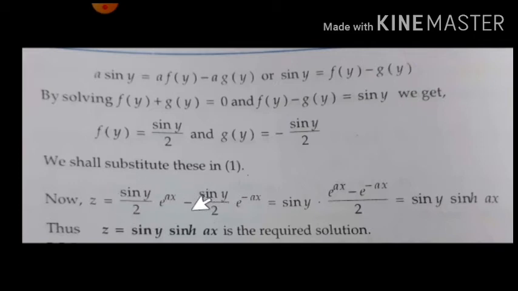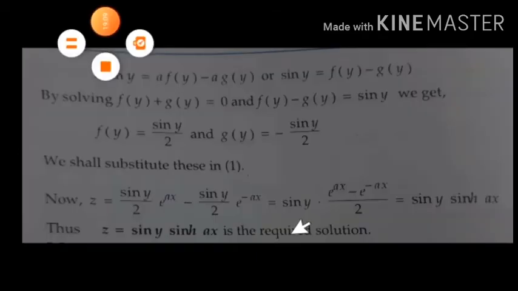Sin y by 2 common they have taken, and e to the power of x, e to the power of minus x, this common 2 divided by they have taken. So this is nothing but sinh of ax. So z = sin y into sinh(ax) is the required solution. We will discuss some more problems related to this in the next video. Thank you.